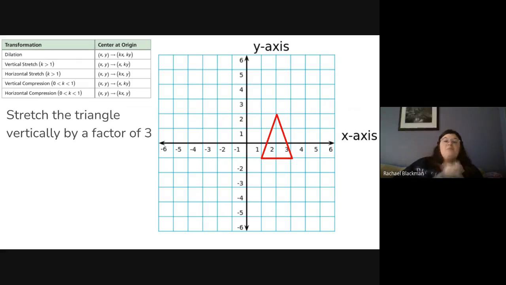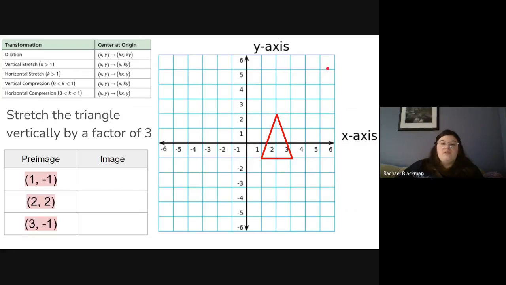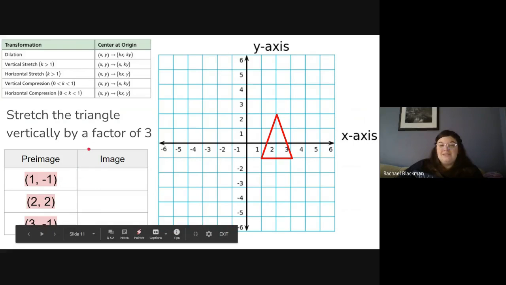Let's look at an example before you come to Blackman 107 to review with us. Let's take this triangle, the red one that I have graphed on the plane, and we're going to stretch it vertically by a factor of 3. So we have that scale factor. I'm going to put my points out there so we can see the coordinates themselves, and then we can graph it on the plane. We have 3 points of our triangle here. I have those pre-image points listed.